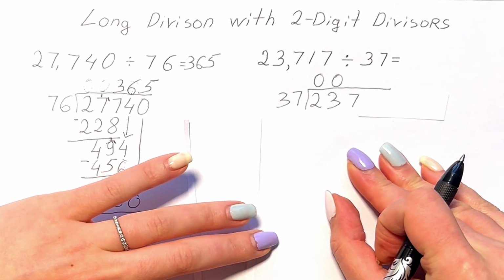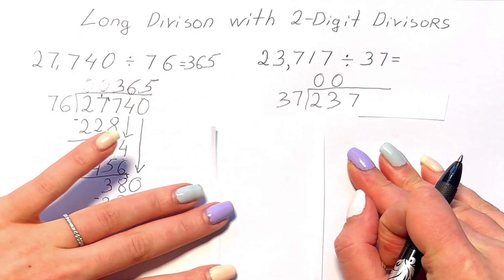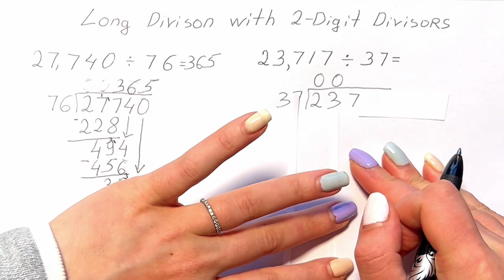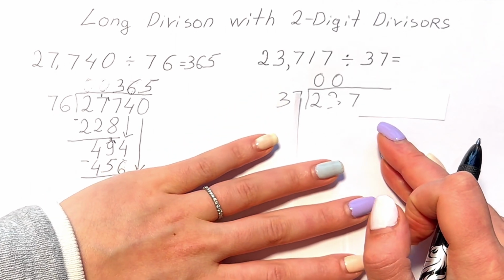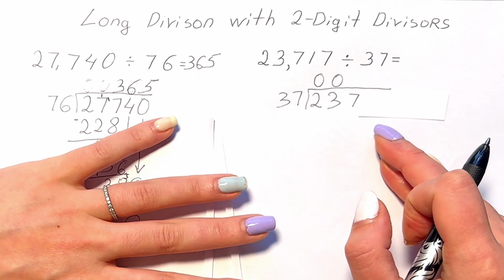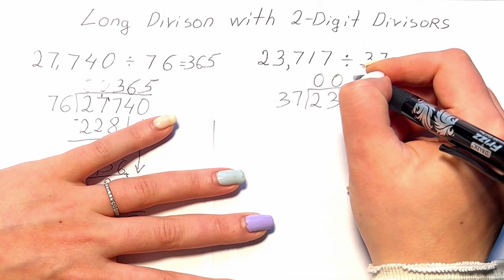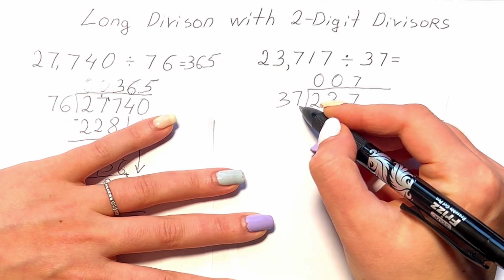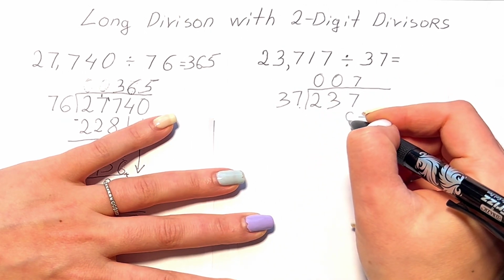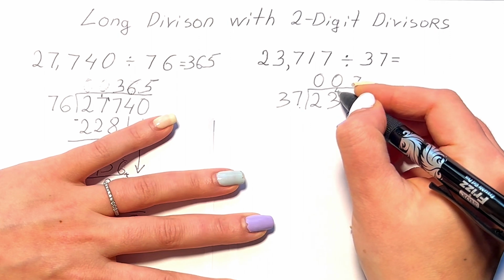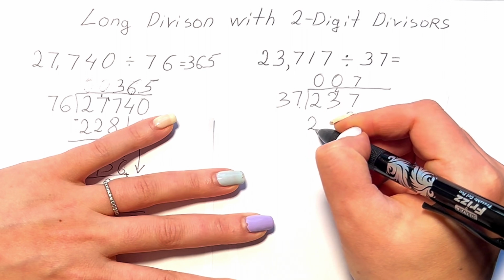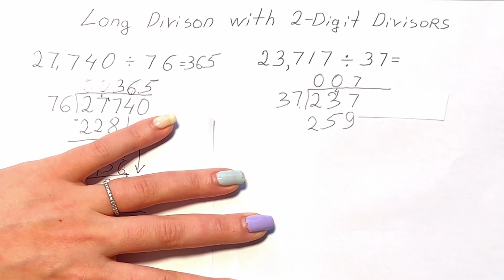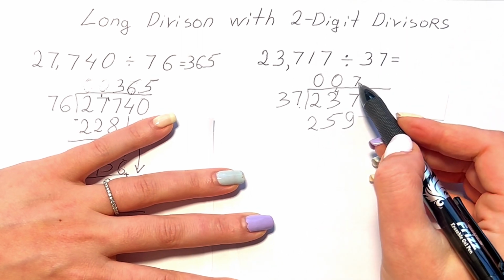37 goes to 237. Let's see how many times. Let's cover the last digit. Okay. 3 goes to 23 7 times. It means 37 goes to 237 7 times. 7 times 7 is 49. I'm gonna put the 9 and carry the 4. 7 times 3 is 21. 4 more will be 25. Okay, 259 is bigger than 237. It means our imaginary number is not working.